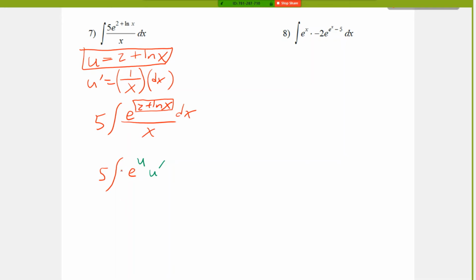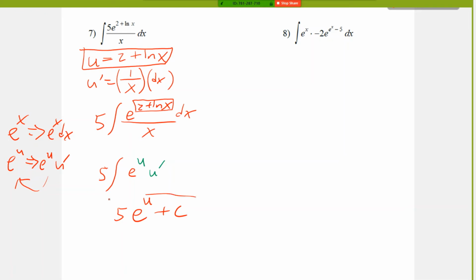E. Okay, e. So I've got the 5 on the outside, so that's a constant, it will stay the same. E to the u power. If I derive e to the x, I'll get e to the x dx. So if I derive e to the u, I should get e to the u du, which is e to the u times u prime. Okay, so working backwards, if you want to integrate e to the u times u prime, that should get you back to e to the u plus c.